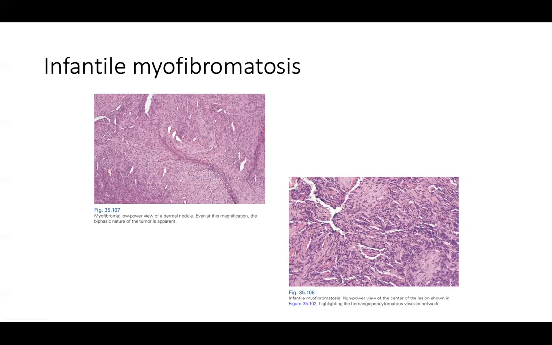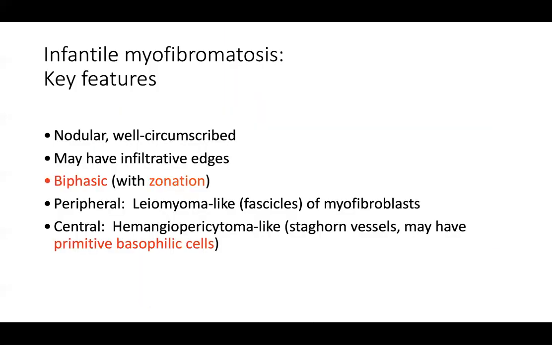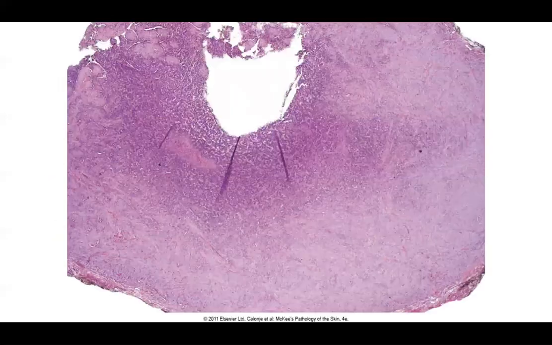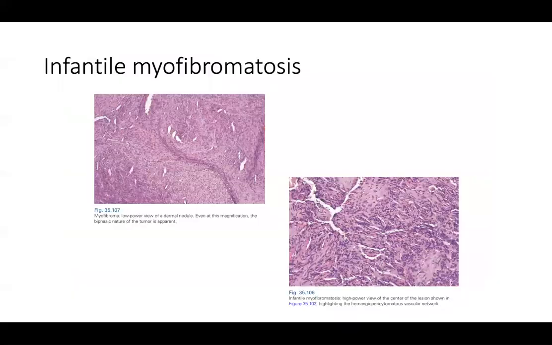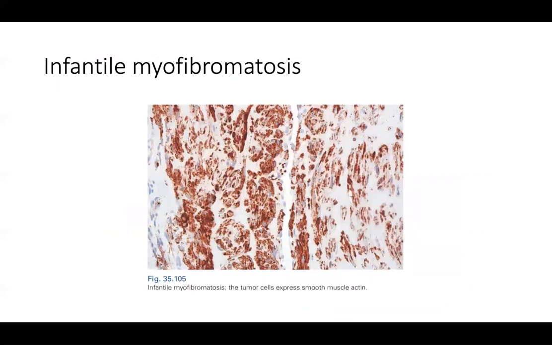But again, hemangiopericytomatous vascular network, it looks a lot like a hemangiopericytoma. So I would just do a STAT6 for completion's sake, just to see that it's negative. And if it's positive, it should be described, because you may be dealing with something more related to a solitary fibrous tumor that just has a confusing clinical scenario. Here you see infantile myofibromatosis and the tumor cells expressing smooth muscle actin.